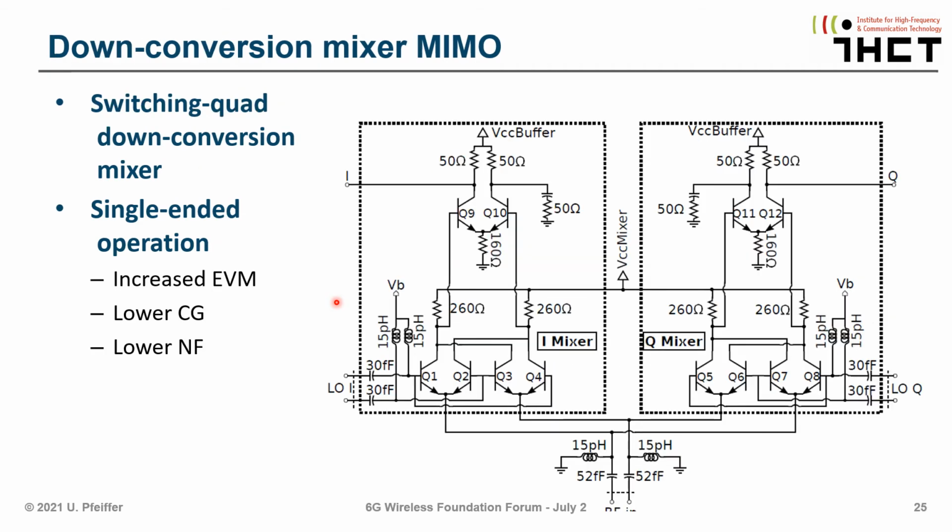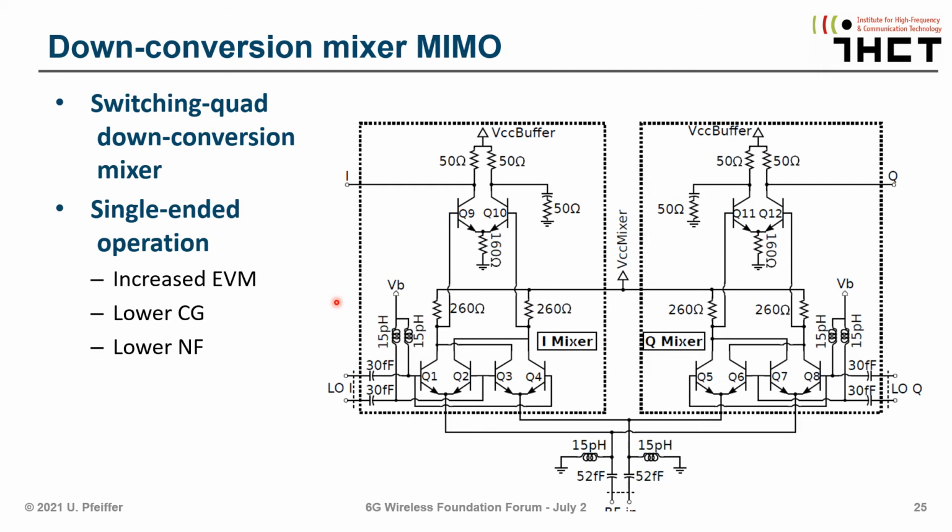Now the down conversion mixer MIMO circuitry is shown here in this figure. So here again, we're using a switching quad down conversion mixer, and it's again a double balanced Gilbert cell, but here we are also using just one single-ended output.